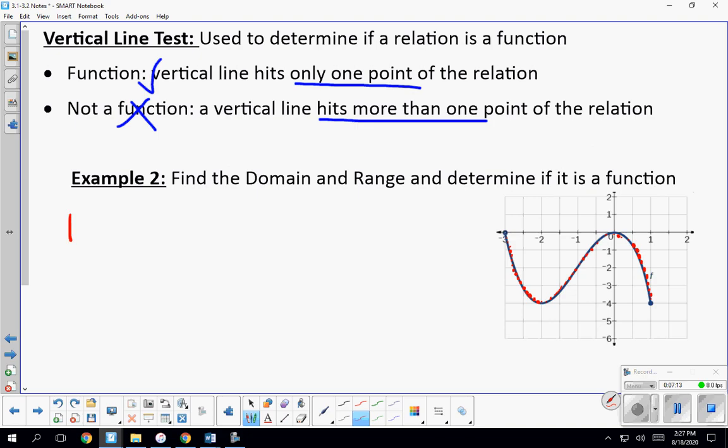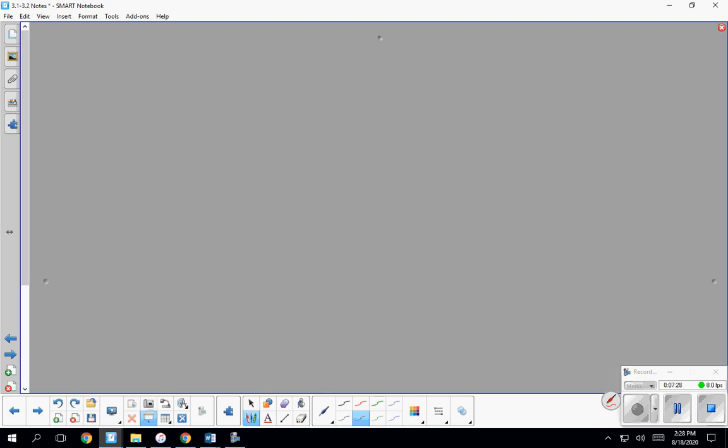So domain is the set of all of my x values. So if I were to look at all of these x values, they run left and right. That means I need to list all the values from left to right that this function touches. One way to do that is to maybe use a screen shape.